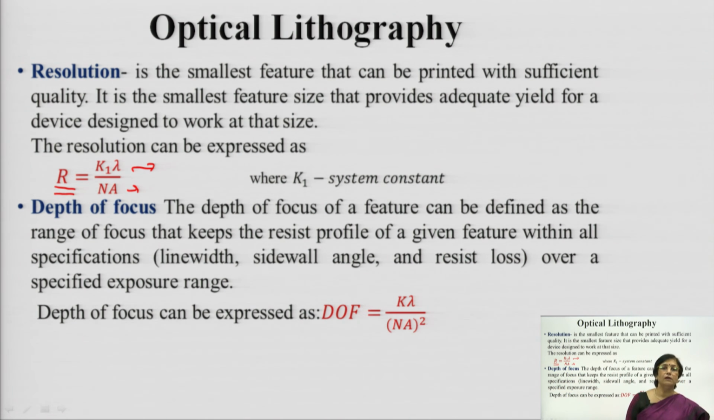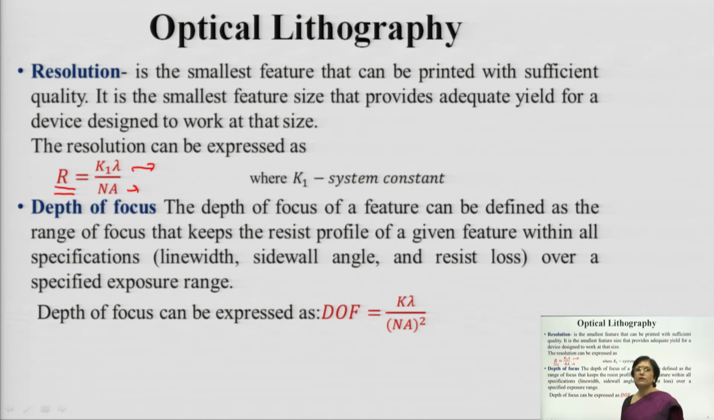Another parameter, when you talk about performance metrics, is the depth of focus. You all know when you are focusing a camera or zooming, you adjust the lens so that the focal length gets adjusted and the precise image is formed. All those who handle a camera know they adjust the focal length and ensure that the lens adjustment is done properly, so that the image gets formed precisely. The same context you have to apply over here.